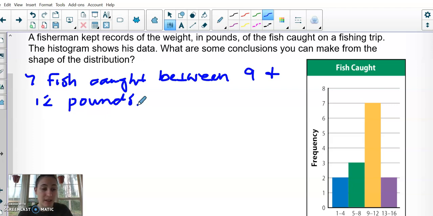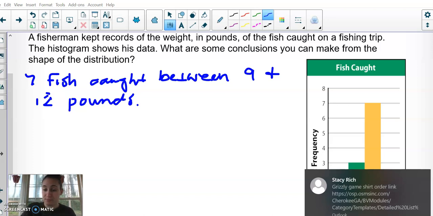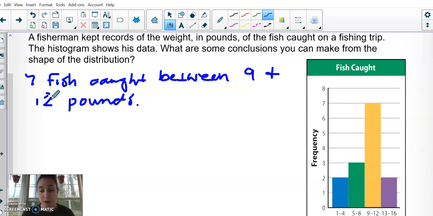So I'm not going to go ahead and write that because my handwriting is pitiful as it is on the screen. So you can just listen to what I'm saying. The blue and purple bar, the number of fish that weighed 1 to 4 pounds and 13 to 16 pounds are the same. 2 fish were caught in both of those weight classes.